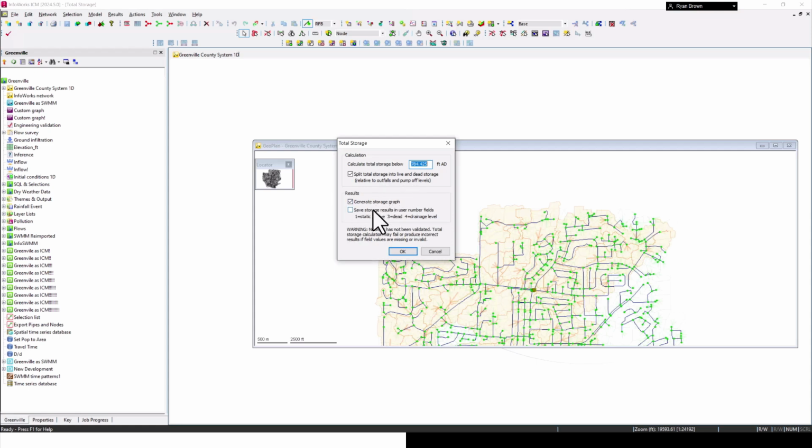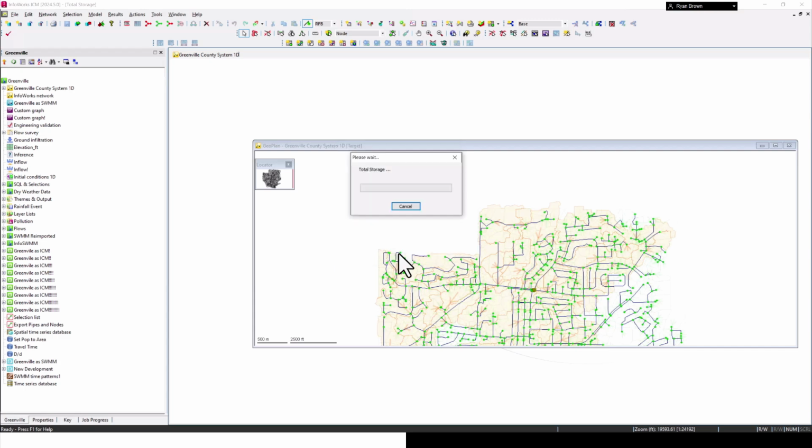We're going to generate that storage graph. I also want to save the storage results in the user number fields. So one is static or total storage, live storage, dead storage, and then the drainage level, which is essentially a trace from the conduit to wherever it's draining, whether it's that wet well or an outfall, that lowest point it's able to drain to. If it's not able to drain, then it will just be blank for us. So we're going to go ahead and run that.